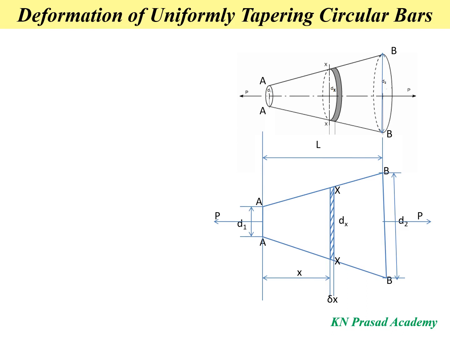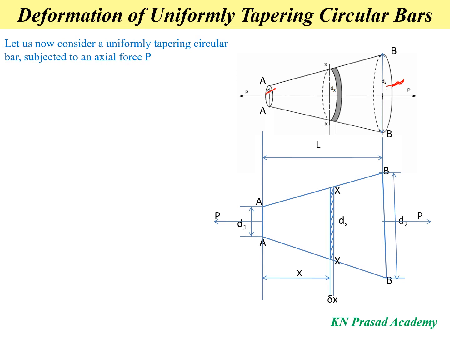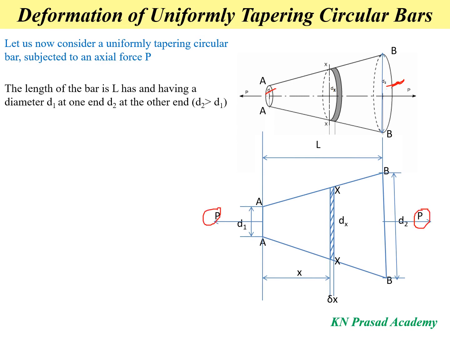At end A it has the diameter D1. At end B it has the diameter D2, where D2 is greater than D1. Now consider a uniformly tapered circular bar subjected to an axial force capital P, and the length of the bar is capital L, having the diameter D1 at one end and the diameter D2 at the other end.